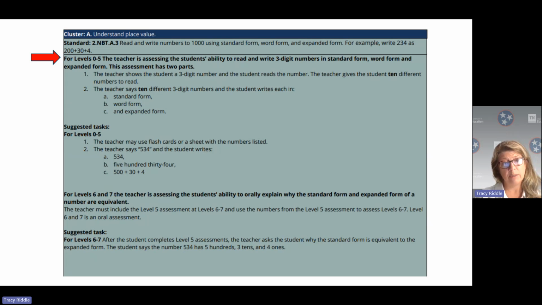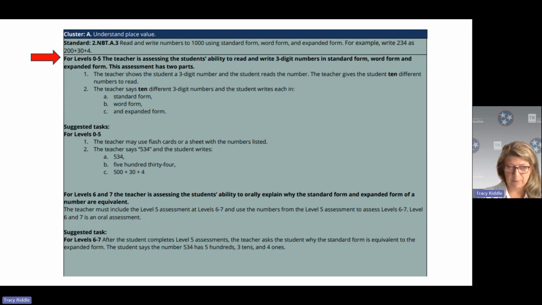For the second part, you can say a number. Here's just one example. You might say 534, and the student writes first 534. Second, they would write it in word form, 534, and then they would write it in the expanded form, 500 plus 30 plus 4.